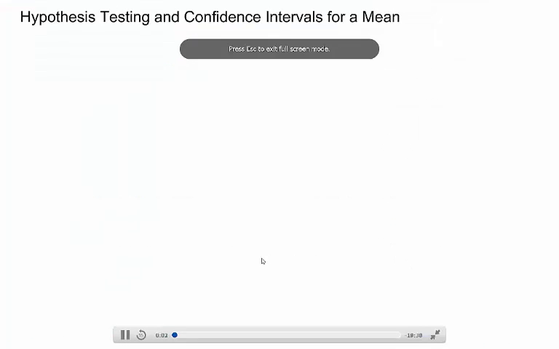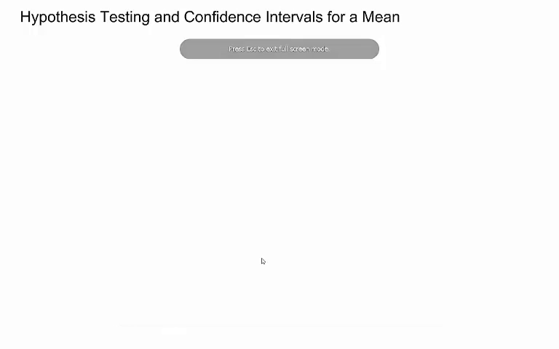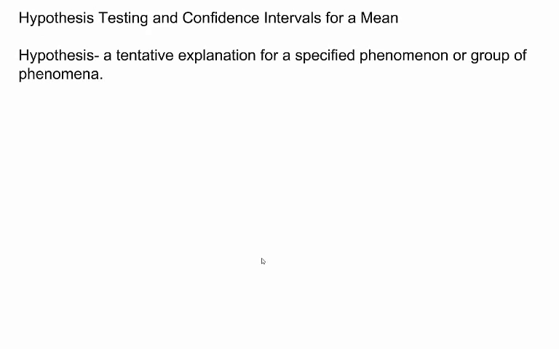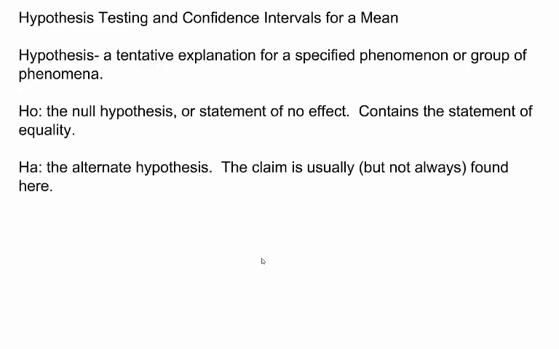In this video, we're going to discuss some basic concepts related to hypothesis testing and confidence intervals for a mean. A hypothesis is a tentative explanation for a specified phenomenon or group of phenomena. When conducting hypothesis testing for a mean, we need to consider our null and alternate hypotheses.